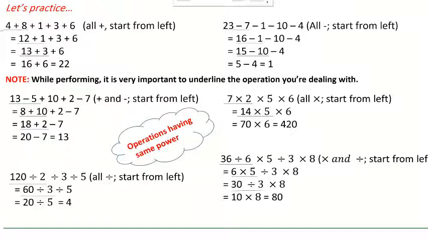So we start from left to right. I advise you to practice these. Just copy the expression, try to solve it on your own, and then check your answer.